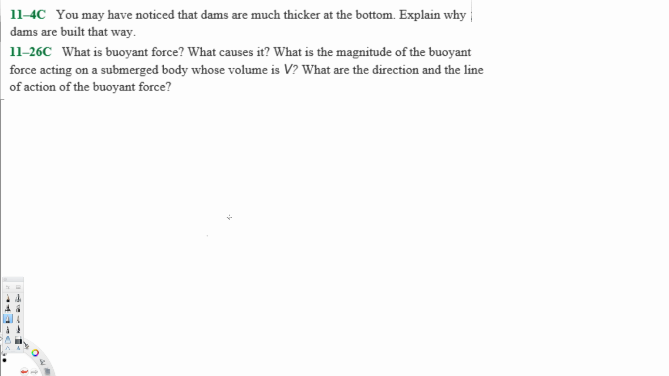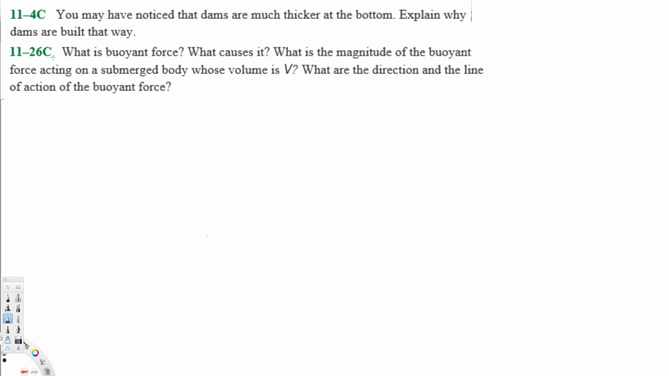So the first question is asking, you may have noticed that dams are much thicker at the bottom. Explain why the dams are built that way. Because the pressure force acting on the bottom is larger because it depends on the distance. So the longer the distance is, the bigger the forces that will be acting on it, right? Therefore the bottom is most likely to face the higher forces. That's why they have built the bottom thicker. That's the answer for the first question.